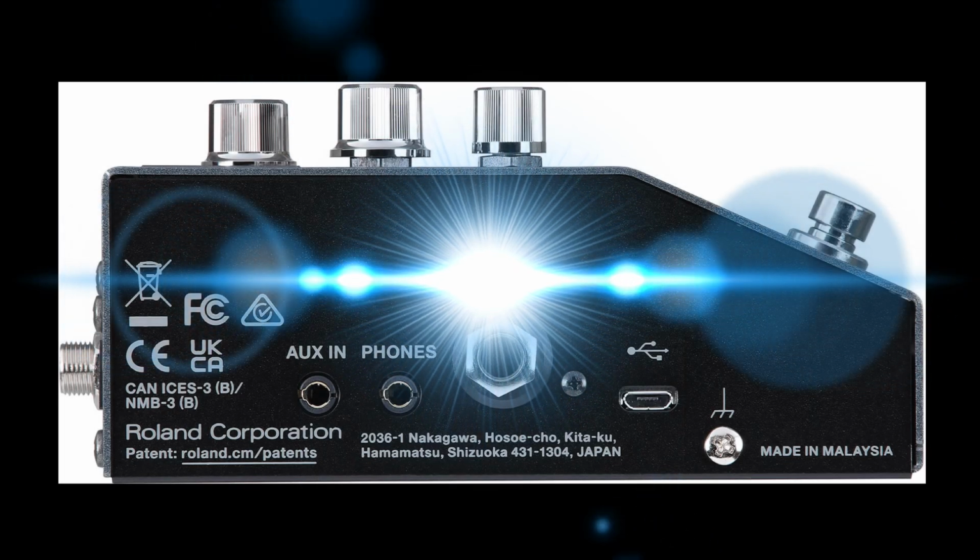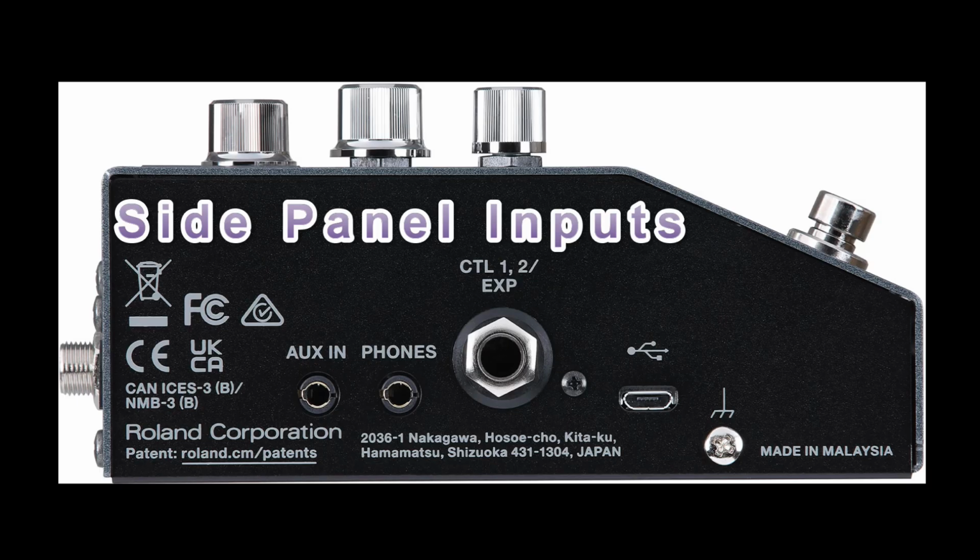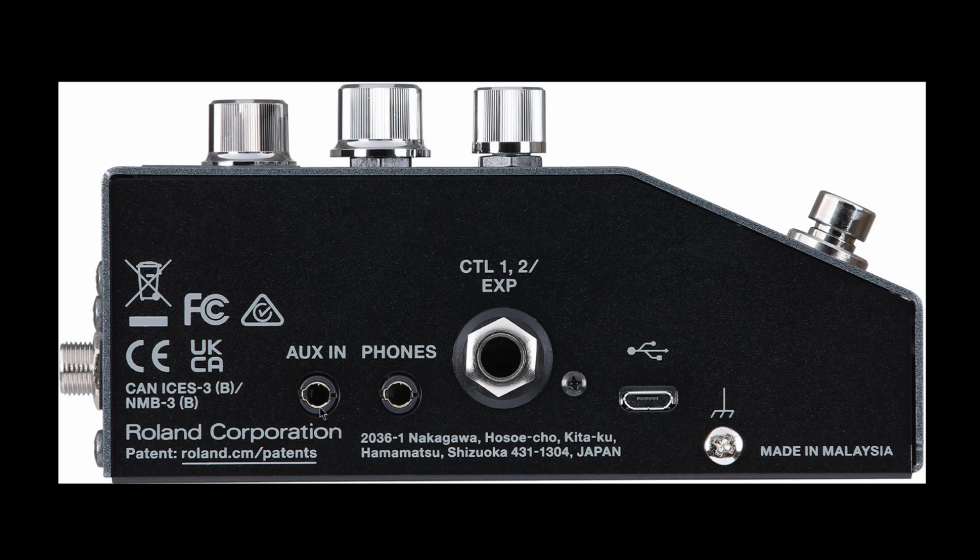Now, we'll discuss the Boss IR-200's side panel inputs. First, we have the aux-in jack. You would connect an audio player using a cable with a stereo mini plug here. The audio signal input through the aux-in is mixed with the sound of the unit and is sent to the output and phone jacks. You would adjust the volume on the audio player side.